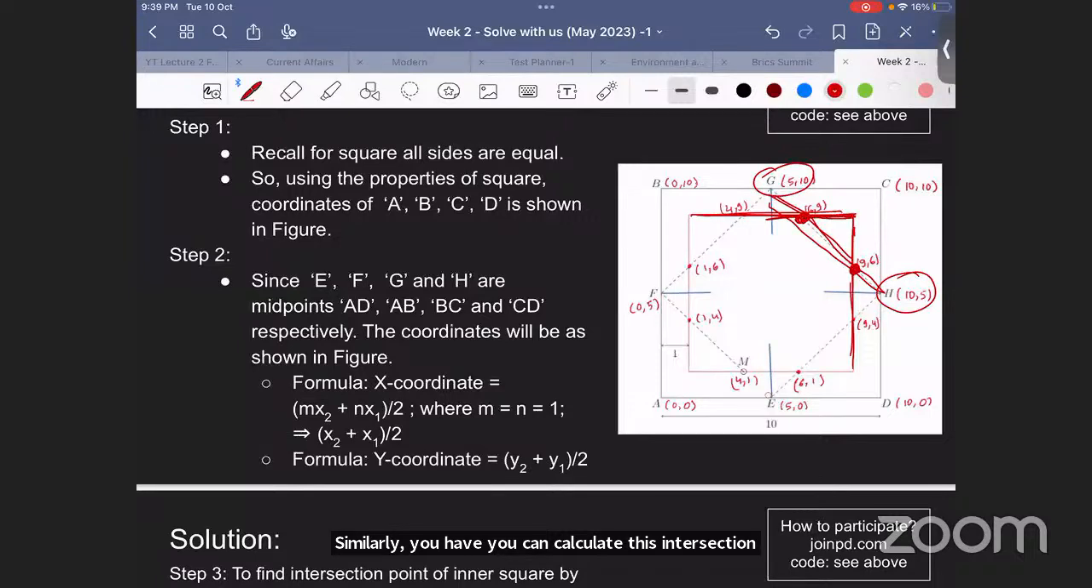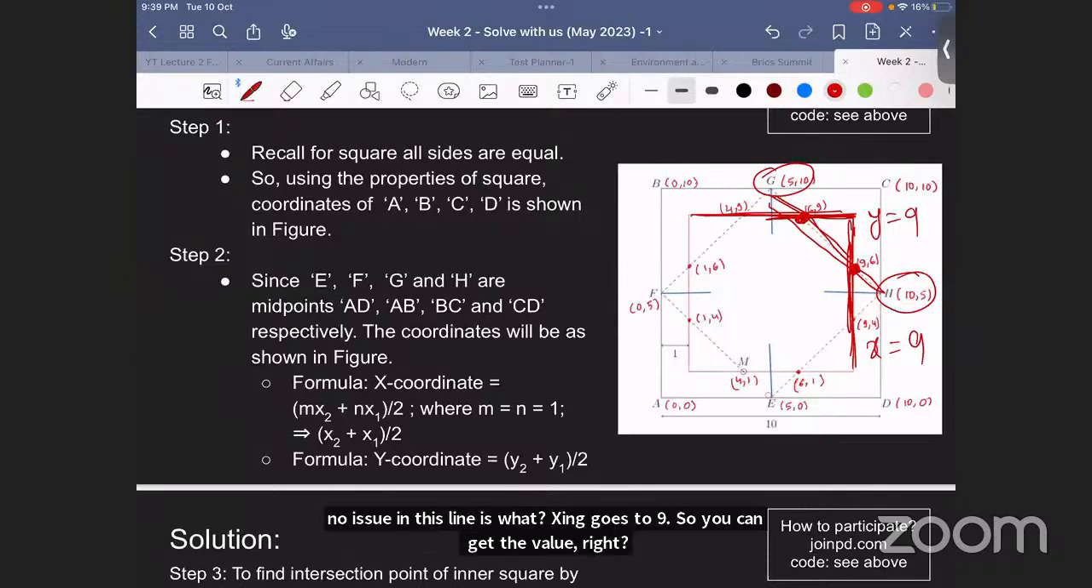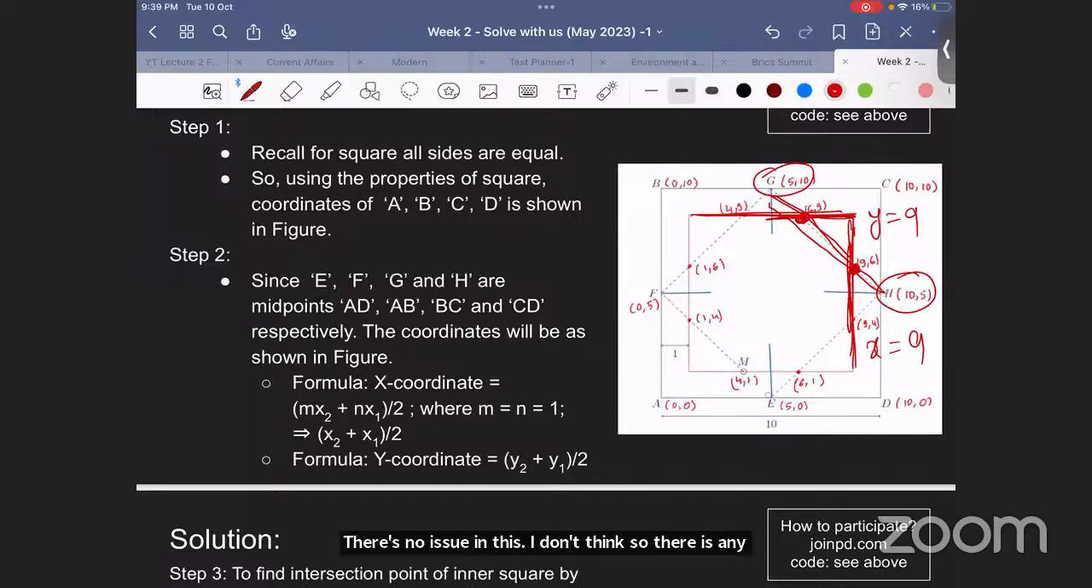The equation of this line is what? Y equals 9. The equation of this line is what? X equals 9. So you can get the value, right? There's no issue in this. I don't think there is any problem in solving this question. Is this clear? Yes, sir.